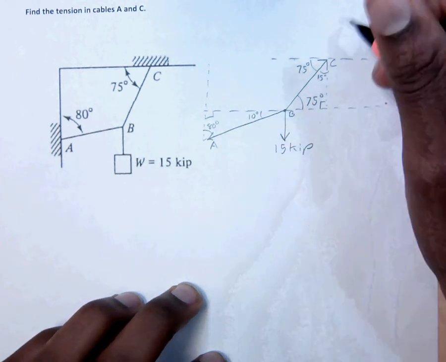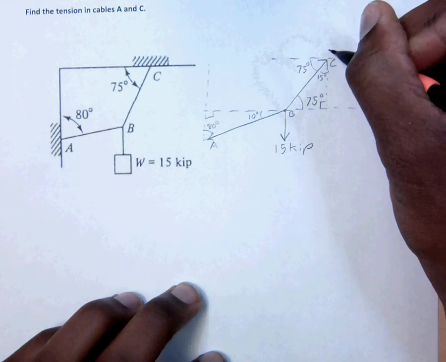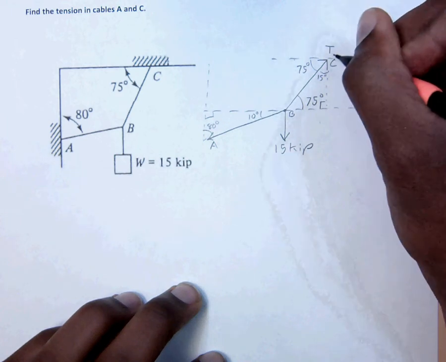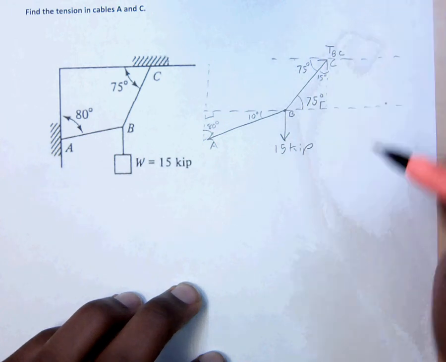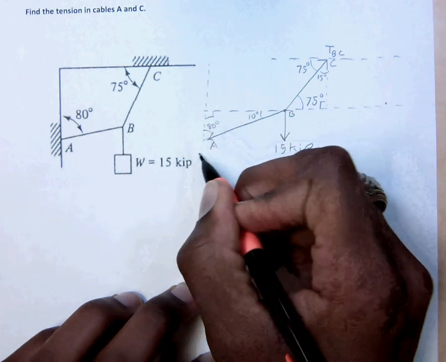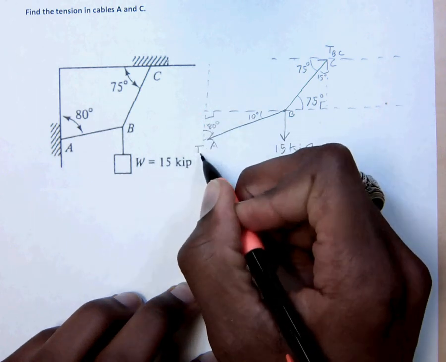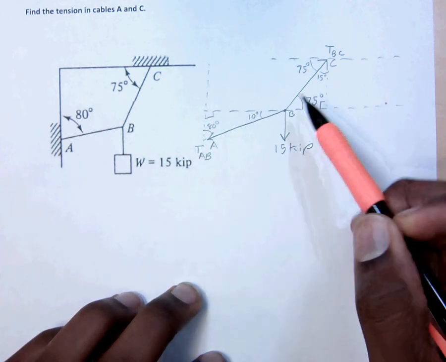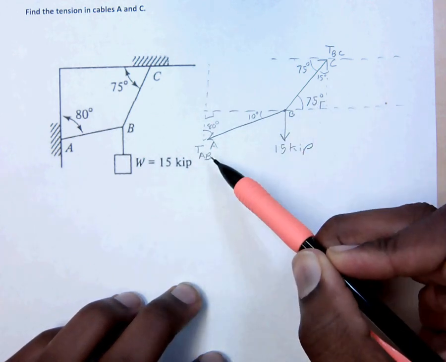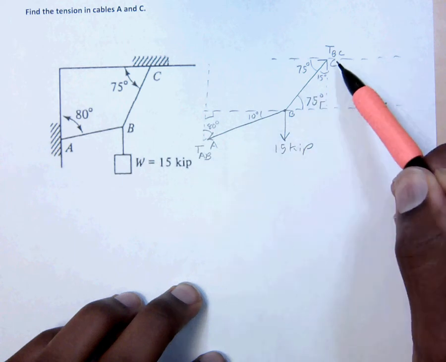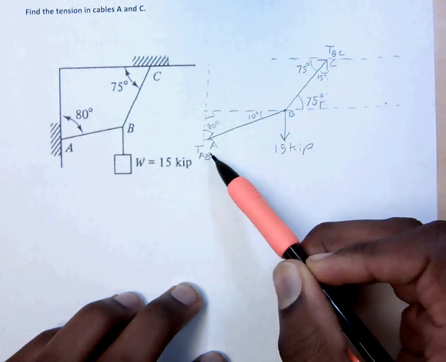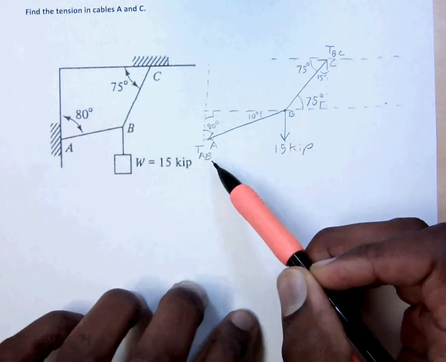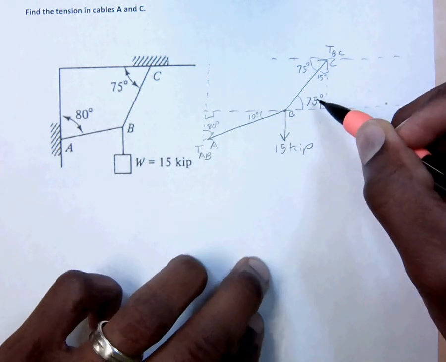Alright, and so I'm going to go ahead and label this tension as tension BC, and I'm going to go ahead and label this tension as tension AB, so that we have our values here. And these are the forces that we're trying to find, the tension in BC and also the tension in AB. And so I'm going to break these up into rectangular components.